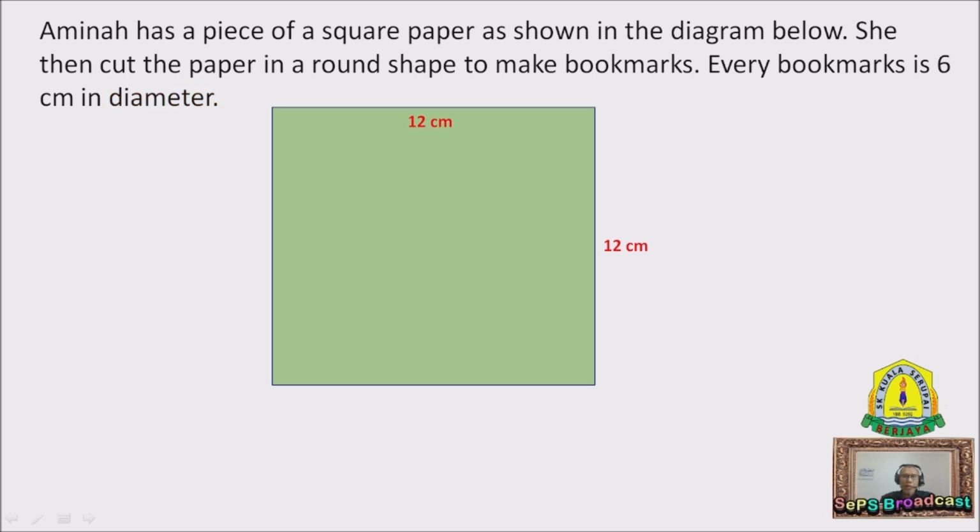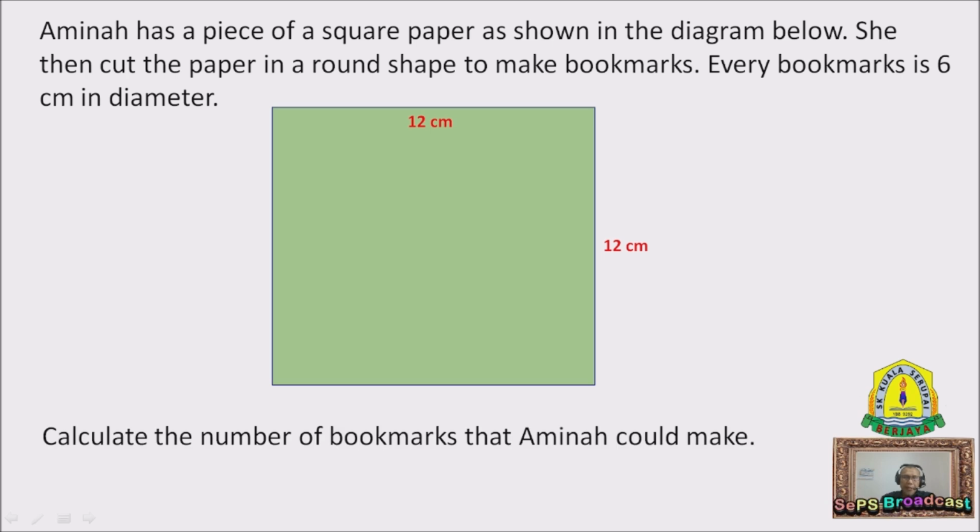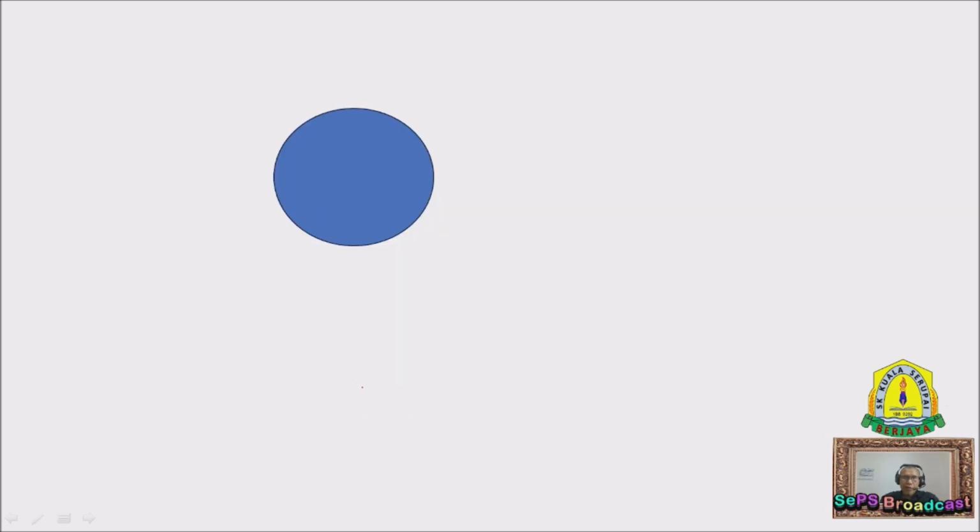Okay, so you have to visualize what happened. This is the piece of paper, and your answer must calculate the number of bookmarks that Amina could make. Calculate the number of bookmarks. This is what we're going to do. We need to find how many bookmarks Amina can produce. Okay, so this is the bookmark. How many bookmarks? Let's look into the diameter. What was told to us in the question is that the diameter is 6 centimeter.